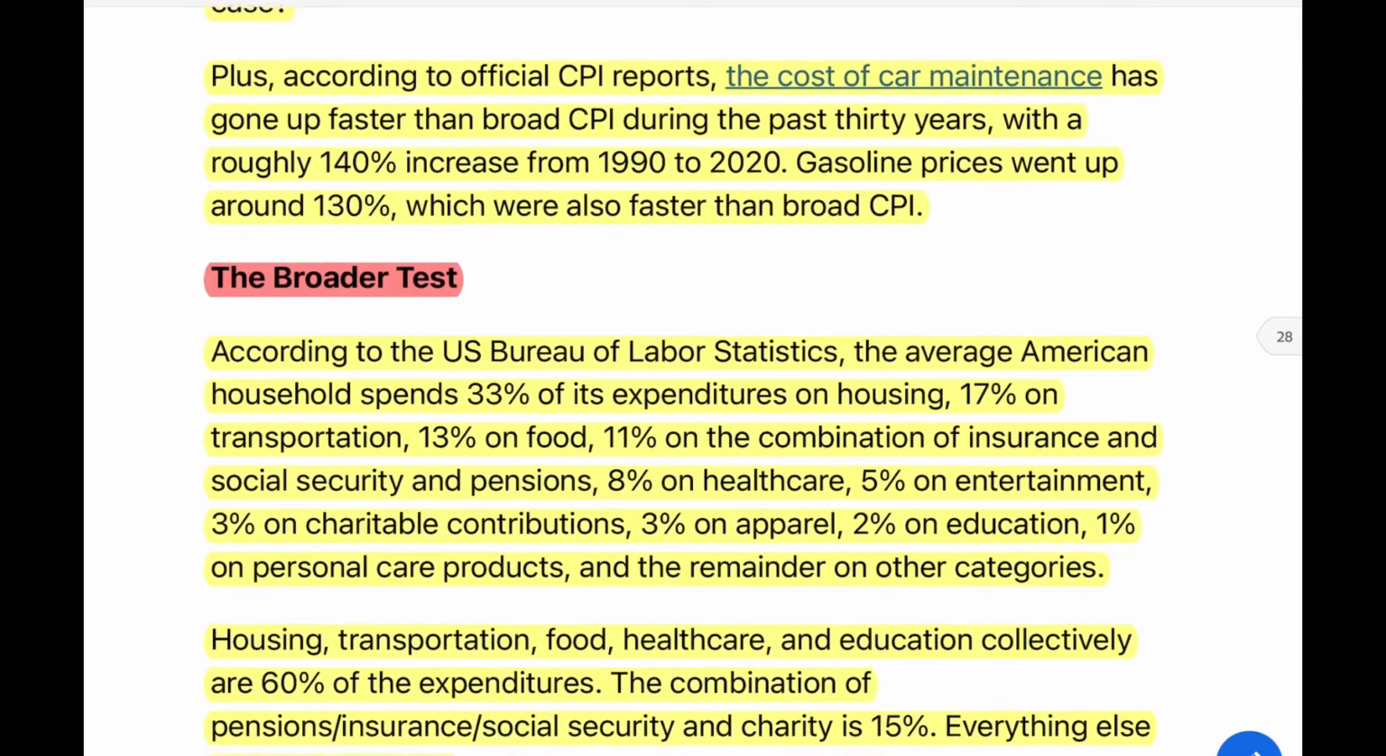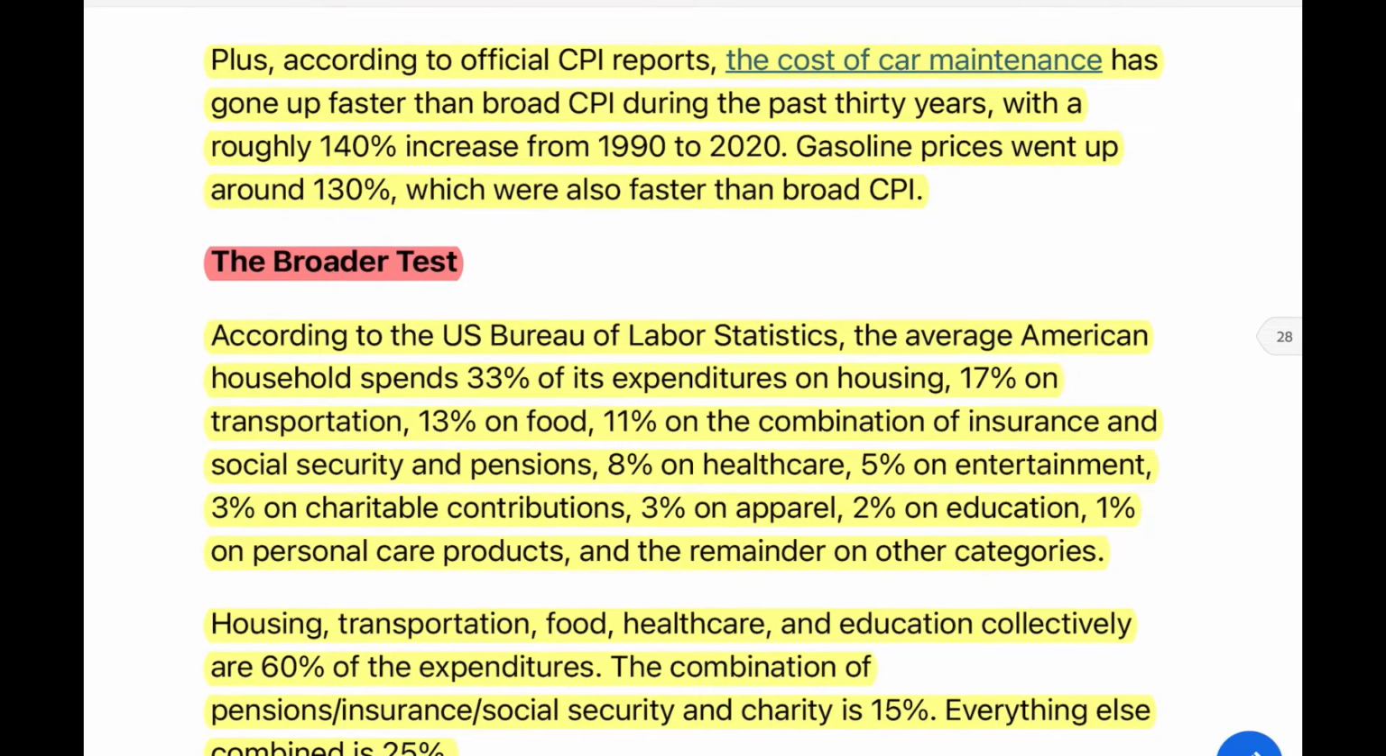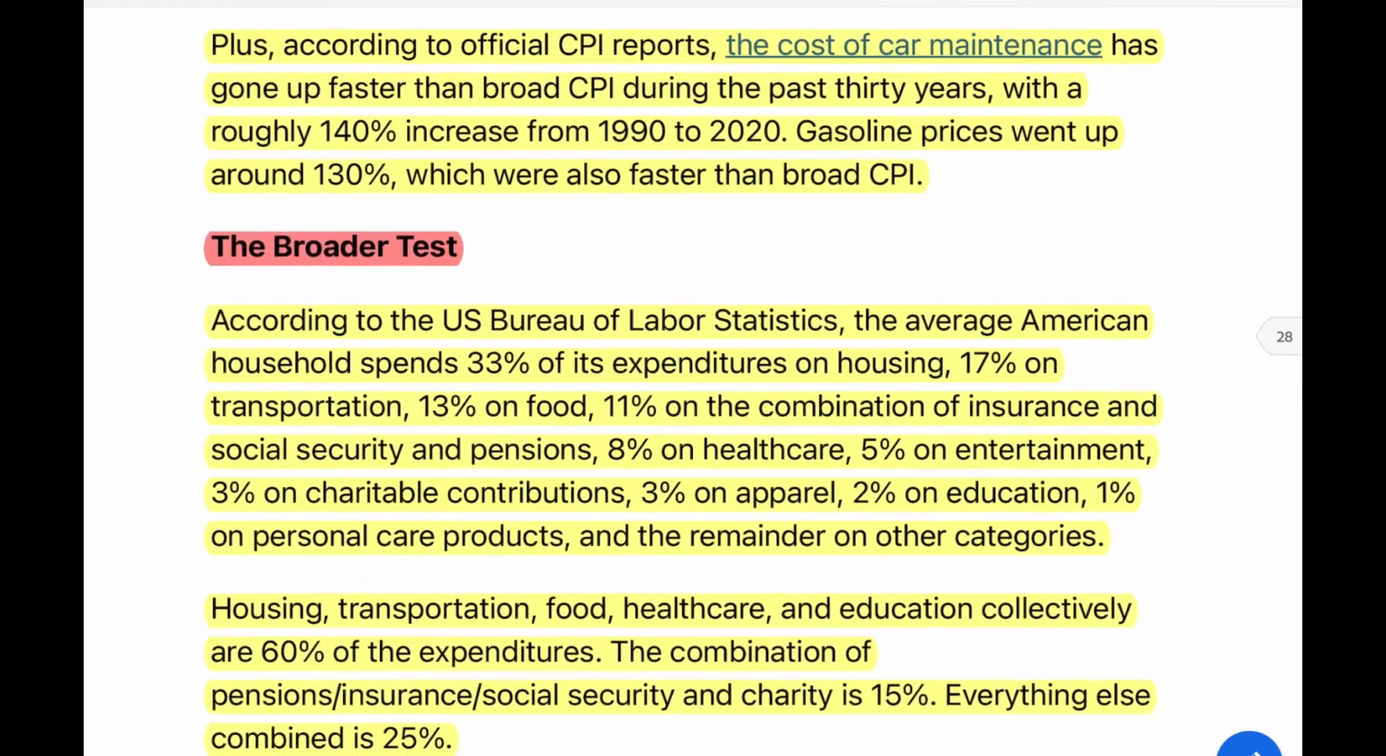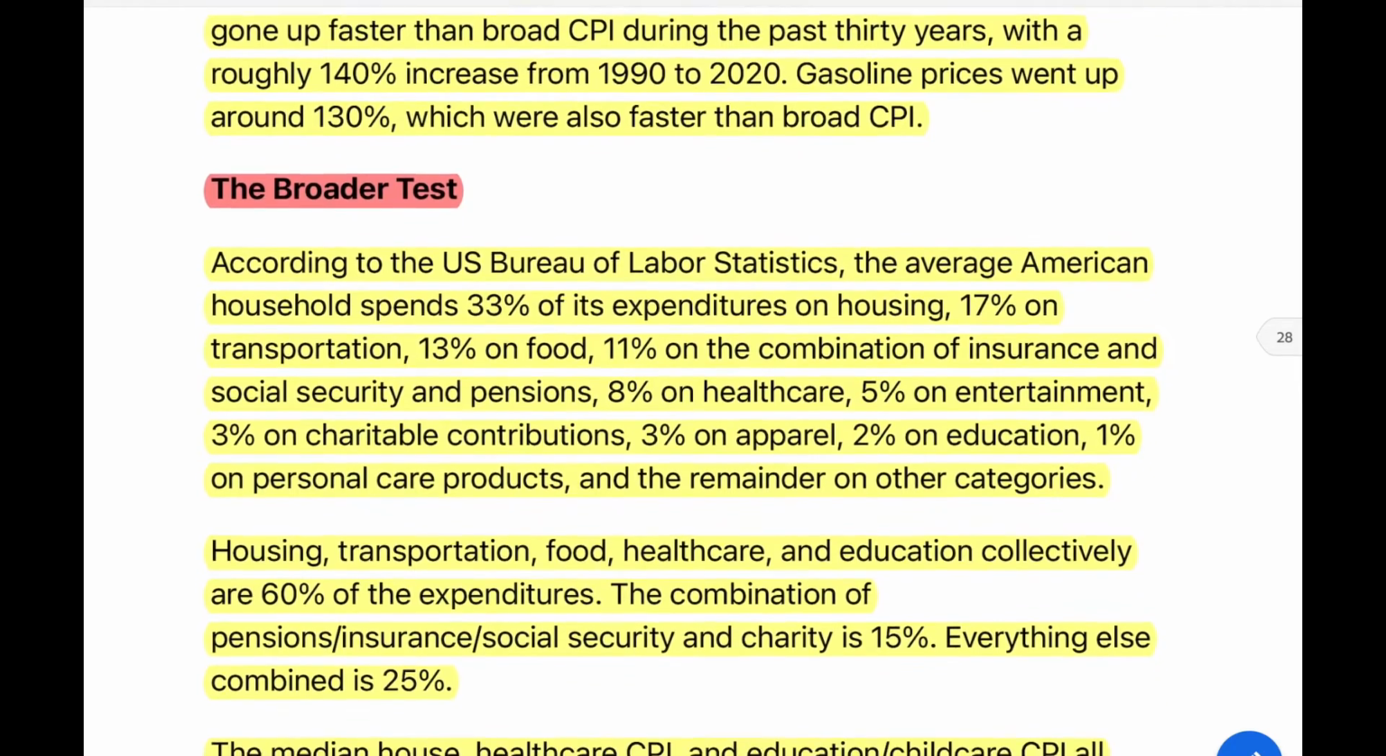But according to the official CPI reports, the cost of car maintenance has gone up faster than the broad CPI did in the last 30 years, with a roughly 140% increase from 1990 to 2020.